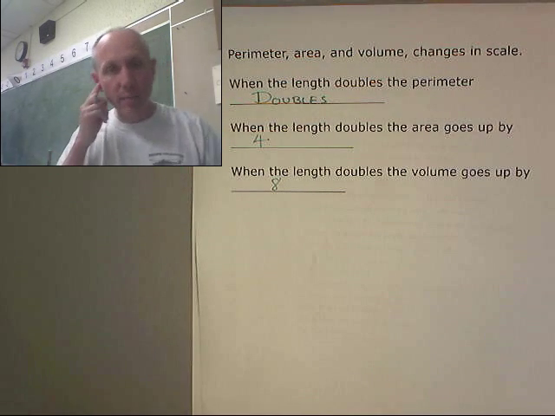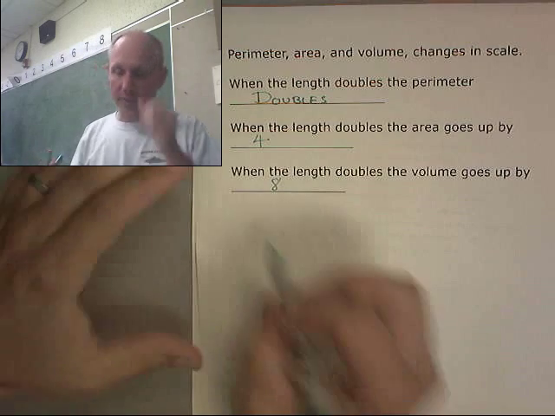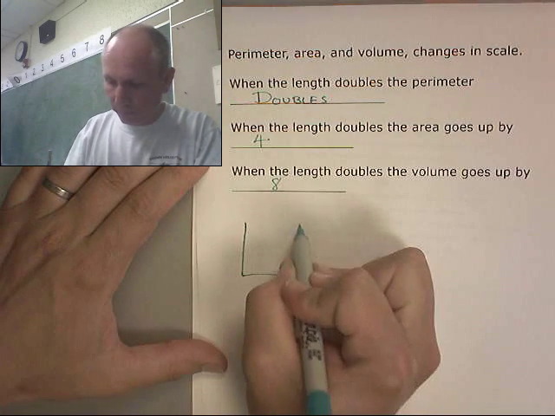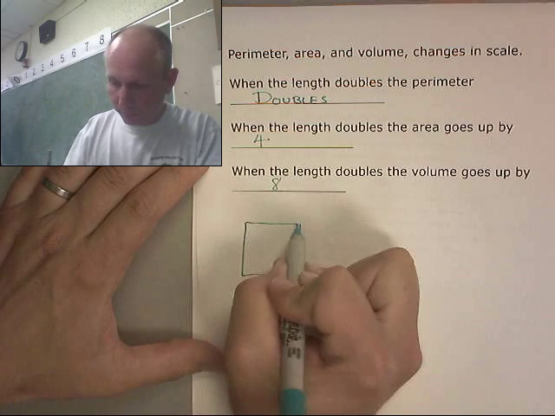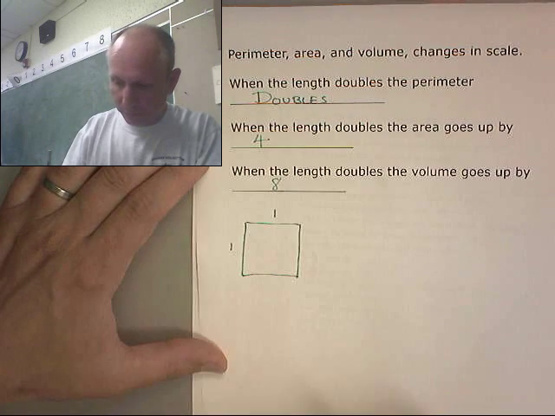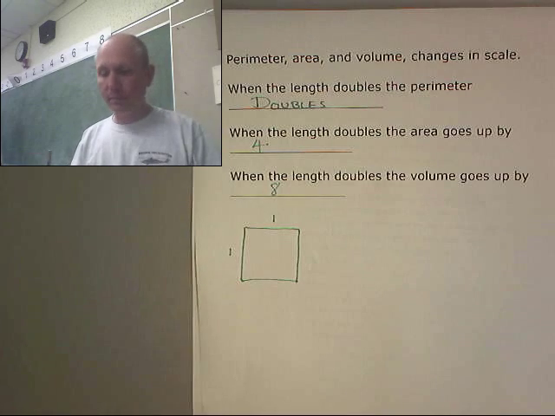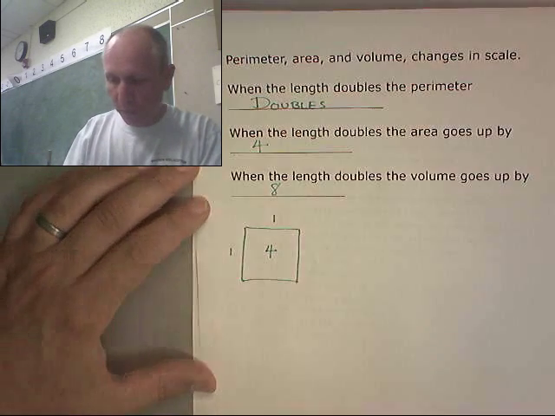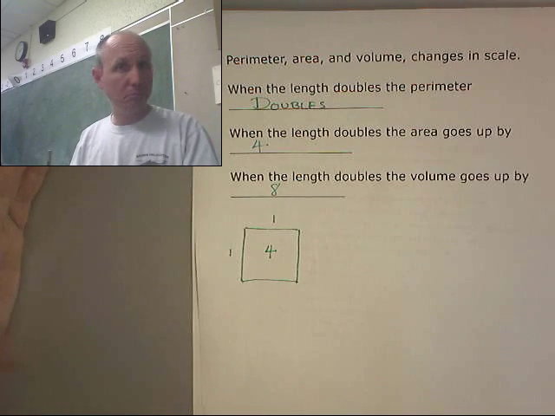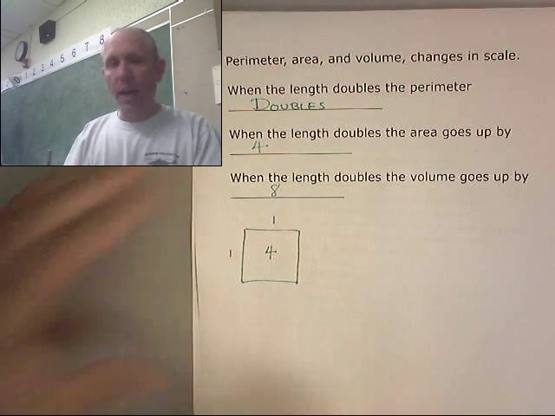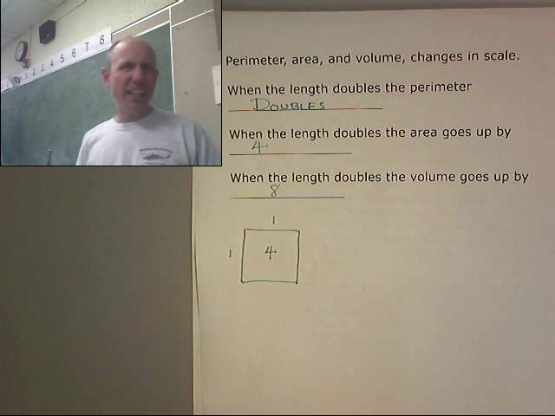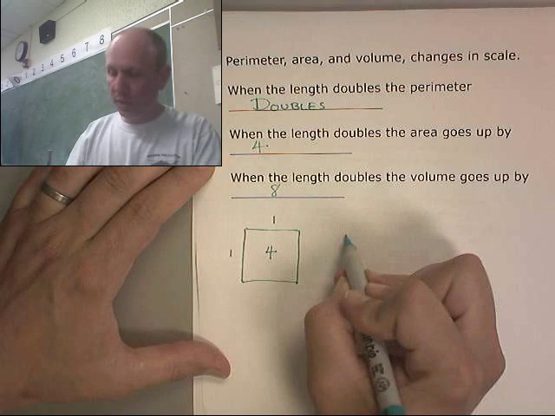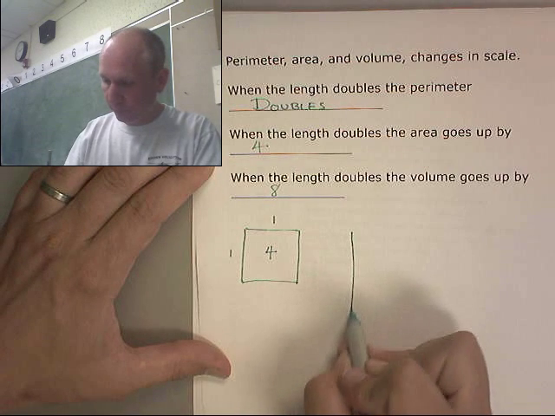So let's start with a really basic square here. It's a square, and the perimeter of that square is 4. I'm going to scale it up by a factor of 2. I'm going to make it 2 times bigger, which means those 1s are going to turn into 2s.